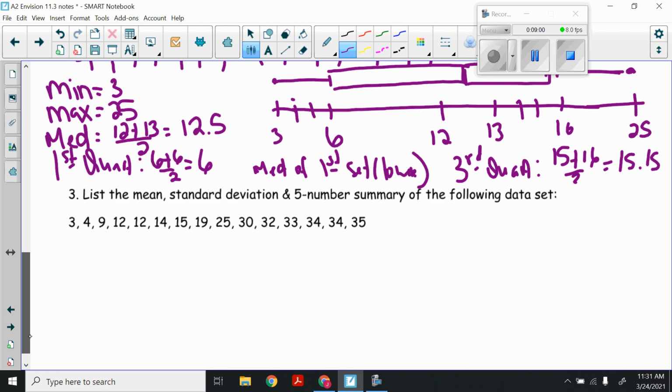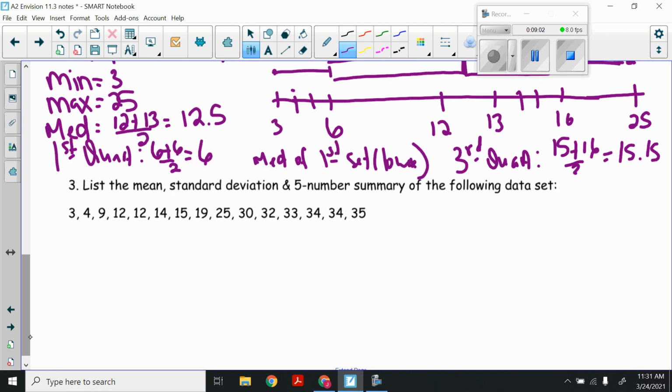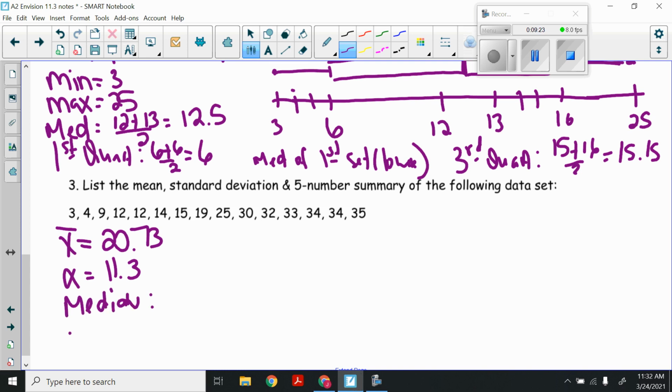Number 3, list the mean, standard deviation, and 5-number summary of the following data sets. And I'm going to plug all that in my calculator, and my calculator is going to give me the mean, the average, is 20.73. My calculator is also going to give me the standard deviation, which is 11.3. Then I'm going to find the median, the min, the max. These numbers are already in order, so that's nice. So I see my minimum is 3, my maximum is 35.